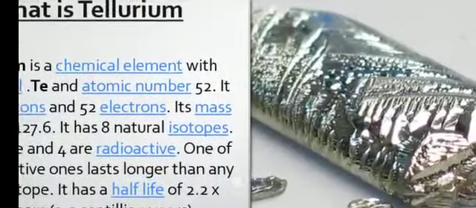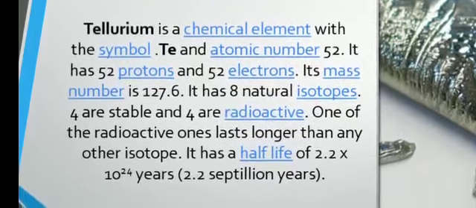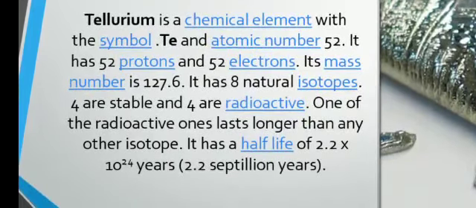This is tellurium. Tellurium is a chemical element with the symbol Te. Atomic number is 52. It has 52 protons and 52 electrons. Its mass number is 127.6. It has 8 natural isotopes: 4 are stable and 4 are radioactive. One of the radioactive ones lasts longer than any other isotope. It has a half-life of 2.2 × 10^24 years, 2.2 septillion years.